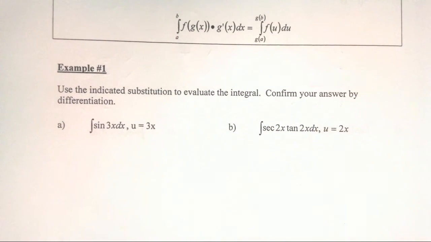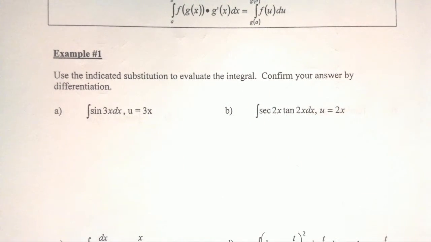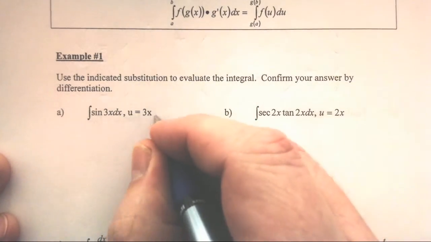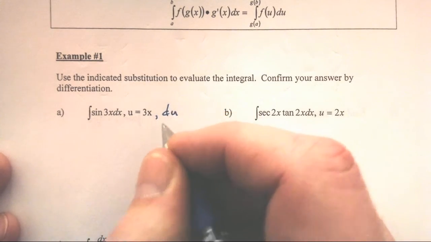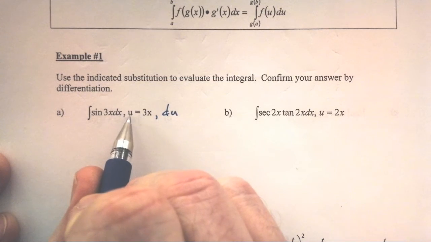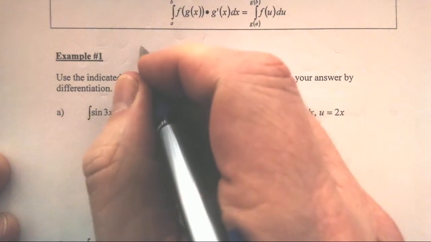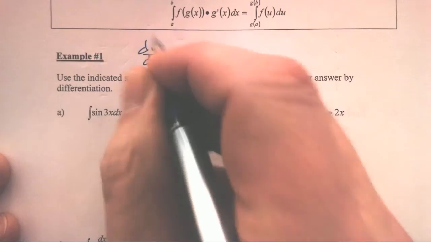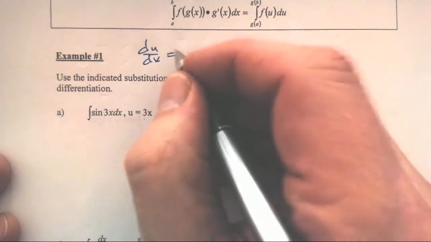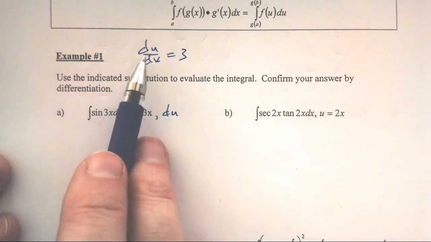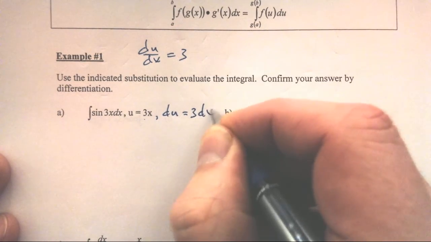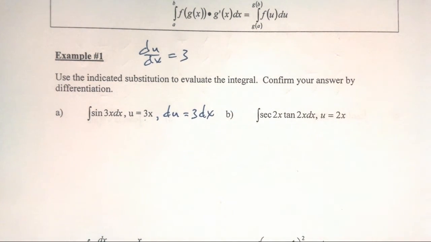They're going to start out giving us U values that we're to substitute, things that we want to get from there. Once we determine what we're going to use for U, we want to know what du is. Now, that would be the derivative of this. And how do we get there? We really take the derivative with respect to x on both sides. So it's really du dx. The derivative of u with respect to x is just du dx equals derivative of 3x, that is 3. So what is du? Multiply both sides by dx. Du is 3 dx.